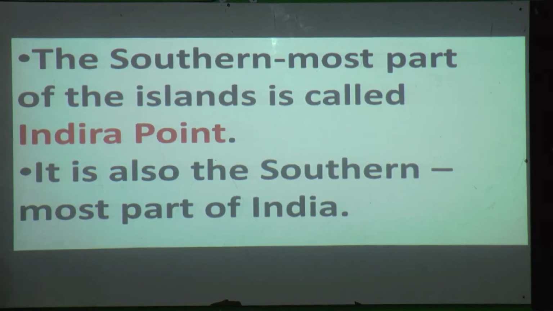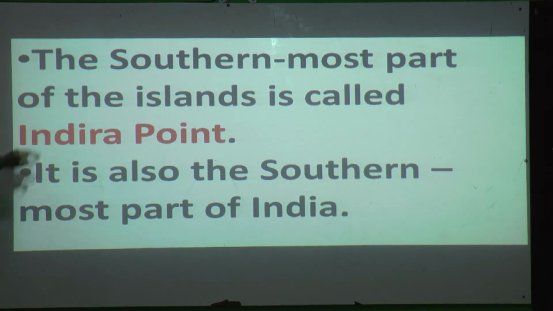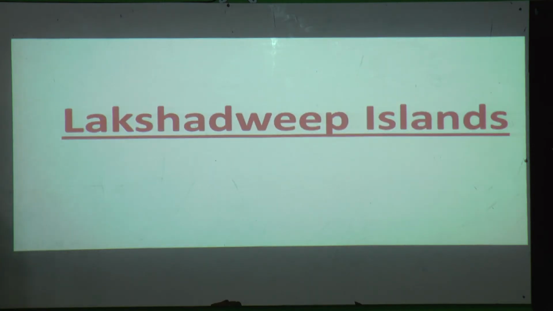Now the southernmost part of the island is called Indira Point. Now tell me, what is the southernmost part of the island called? It is called Indira Point. It is also the southernmost part of India. Now I hope you all understood about the Andaman and Nicobar Islands.